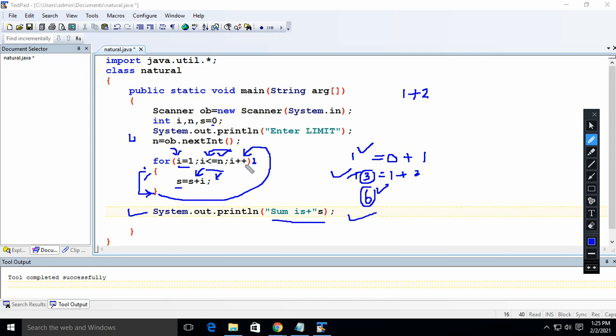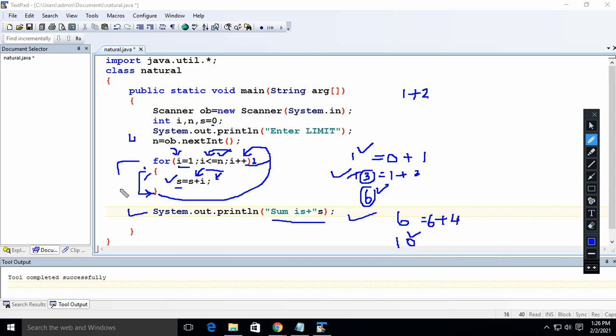So 3 plus 3, it will be now third time 6. Next time i plus plus, so it becomes 4. 4 is less than or equal to 4. It is not less than, but it is equal to, so the condition is again true. Again we are coming inside. So the previous value of s was 6. So what is happening? s equals 6 plus the current value of i, that is 4. So now ultimately it becomes this.